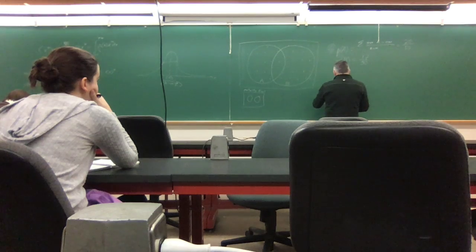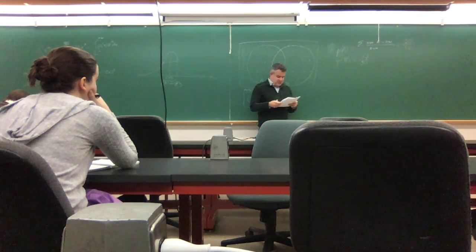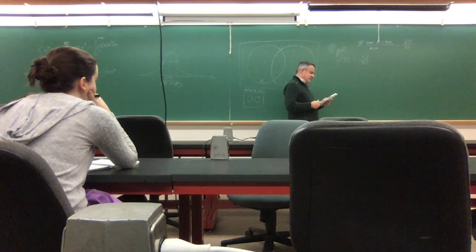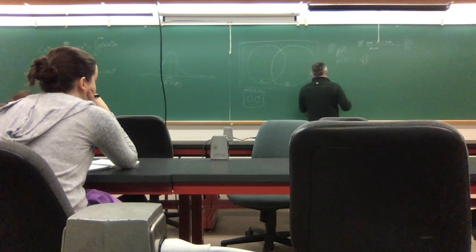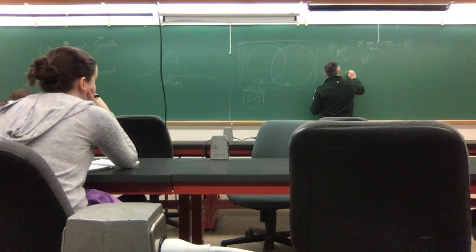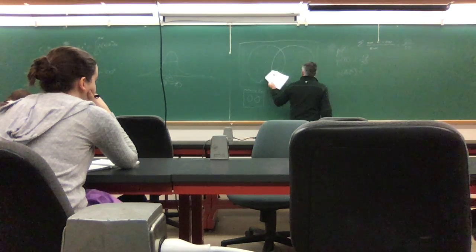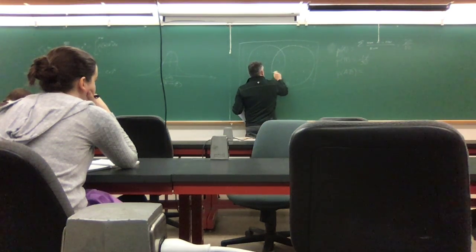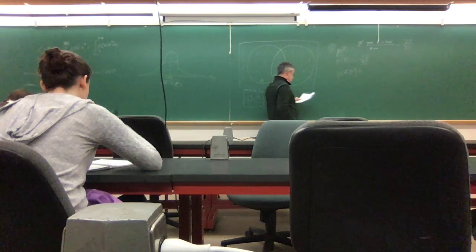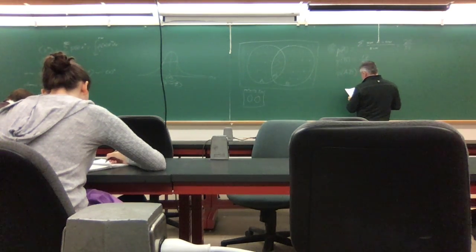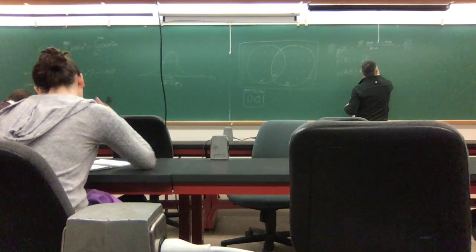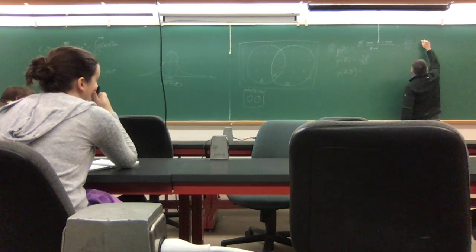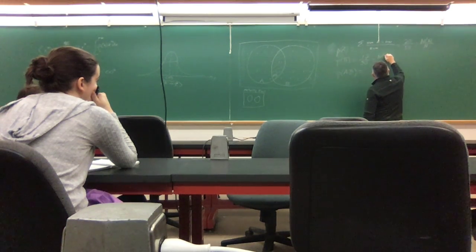Let me make sure I get the notation right, because I always get it wrong. So the probability of A and B is the shared part. Let's make it simple: this is the number in A over the total number, this is the number in B over the total number, and this is the number in A and B over the total number.